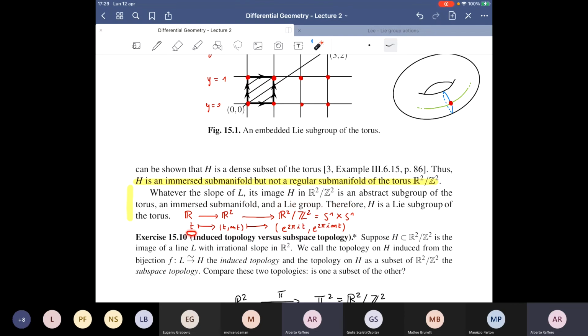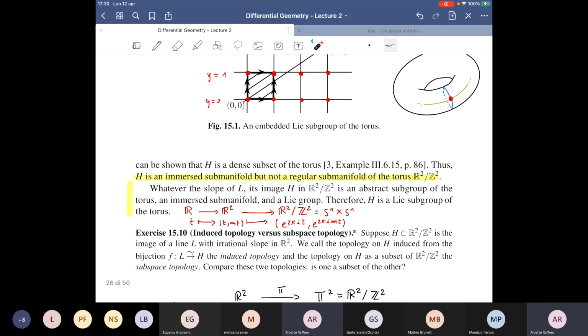So just take any real parameter in R. Its image in R2 will be the line through the origin with slope m, and then you will get an image inside the torus. So if this slope m is rational, the image will be an embedded submanifold diffeomorphic to S1. If this slope is irrational, then you will get a curve that won't close up. And of course, we have two different topologies in this case.